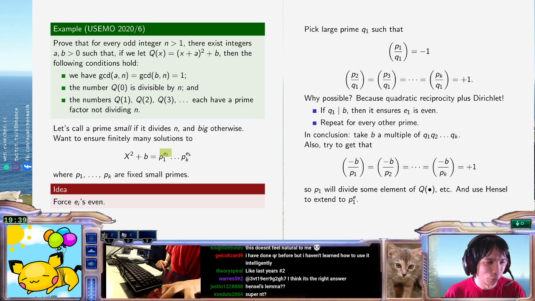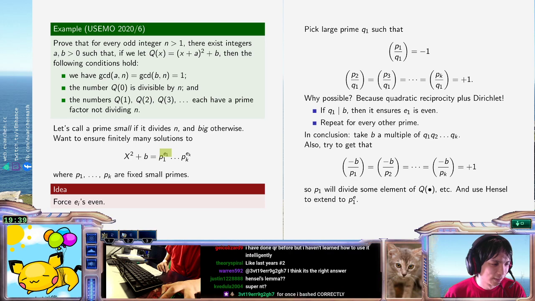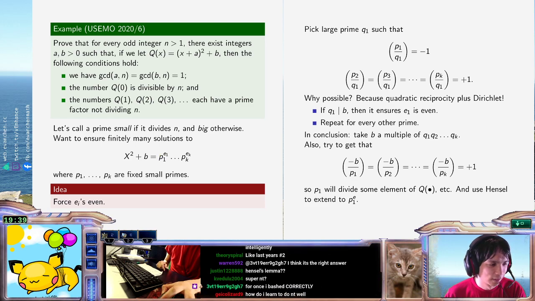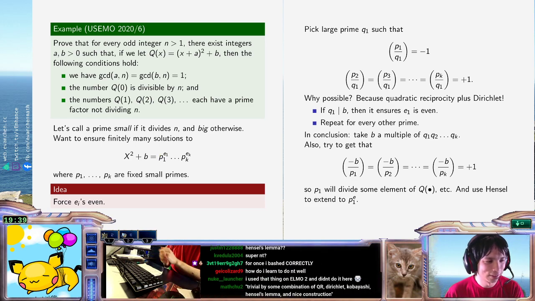This idea that you force all the e's to be even. You force them to be even, and then it's a difference of squares.